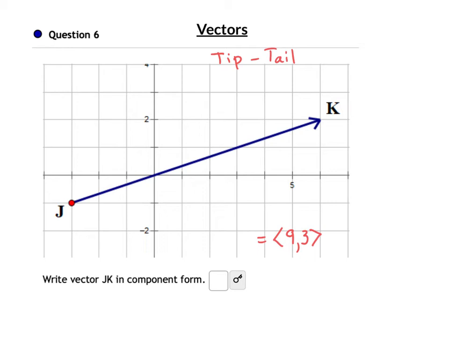Note that we can also figure that out just by looking and seeing what the vector does. The vector starts at J, travels this distance here for X, which is going to be 9, and this distance here for Y, which is going to be 3. We can see that in component form, the vector would be <9, 3>.